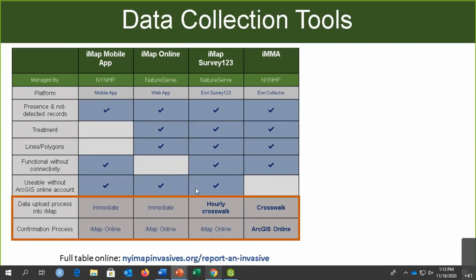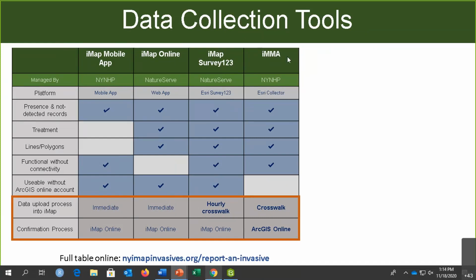And so for these first three, the iMap mobile app, iMap Online, and this new iMap Survey123, they go right into the iMap database pretty quickly. So for the first two, it's immediate. And for this new iMap Survey123, that happens on an hourly basis. And then those go right into the iMapInvasives online database.